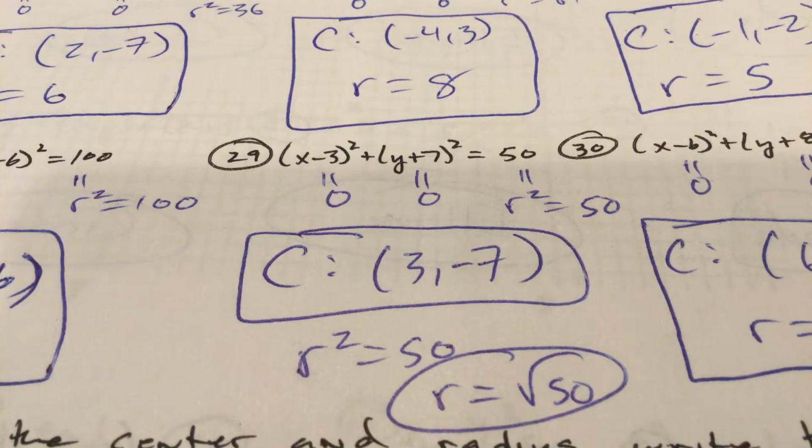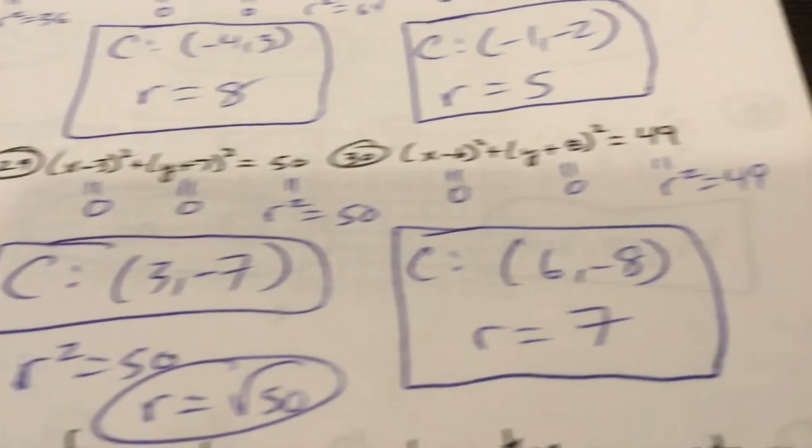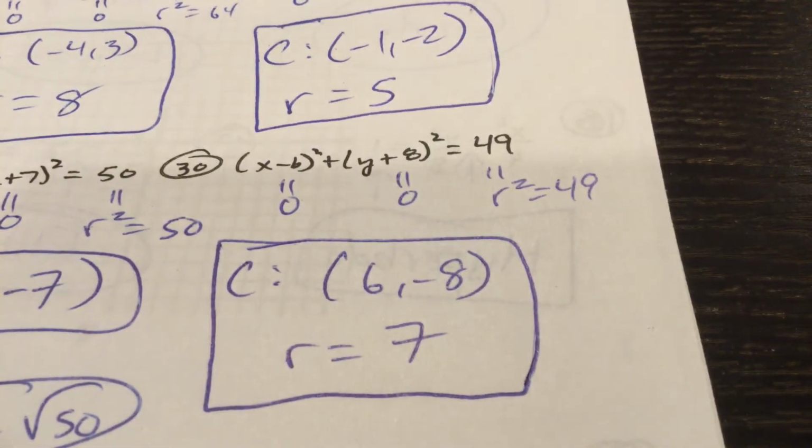Center is 3, negative 7. If r squared is 50, it's the square root of 50 or 5 root 2. That's the best answer. Root 50 is fine for now. The center here would be 6, negative 8. If r squared is 49, the radius is 7.